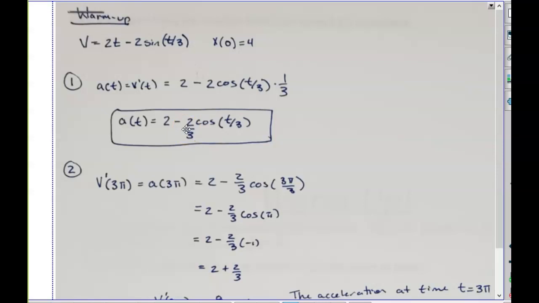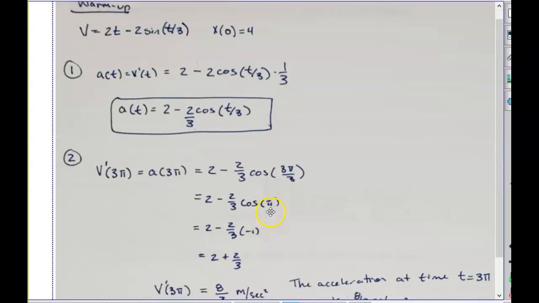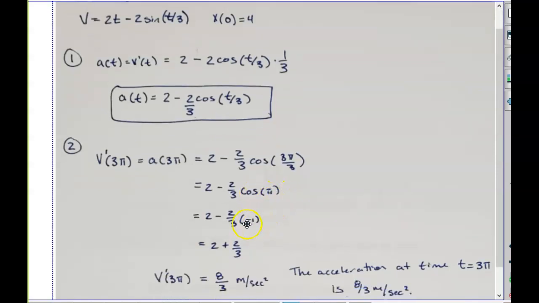Number 2 asked us to calculate the derivative of the velocity at pi over 3. Well, wait a minute. Derivative of velocity, isn't that acceleration? You're taking your equation that you just had in number 1, and you're going to plug in 3 pi. So I wrote derivative of velocity at 3 pi is the same as the acceleration at 3 pi. And then I just plugged in 3 pi, and we have to divide that by 3. So really, it's just cosine at pi. And what is the cosine of pi? That's -1.